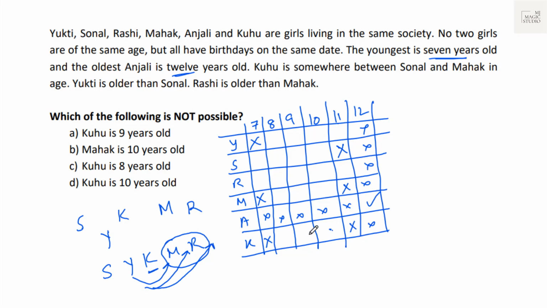But if Kuhu is 10 years old, we don't have two options available for M and R at least. That means Kuhu is 10 years old is not possible. Option D is the pick.